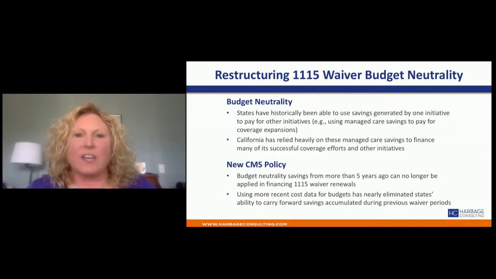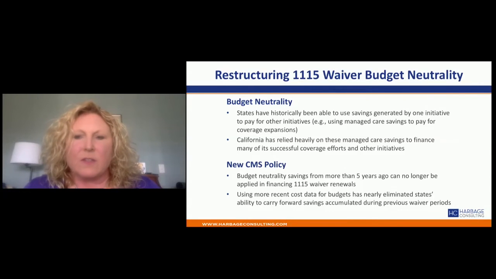I'll just quickly touch on 1115 budget neutrality. Cindy already went through this, but it is playing an important role, I think, in the discussions around the future of Medi-Cal in California. As Cindy said, the structure of budget neutrality is by policy. It is not a statutory requirement, but it has always been a core part of 1115 waiver negotiations between CMS and the states. And states have historically been able to use the savings generated from the one waiver initiative to pay for other waiver initiatives.